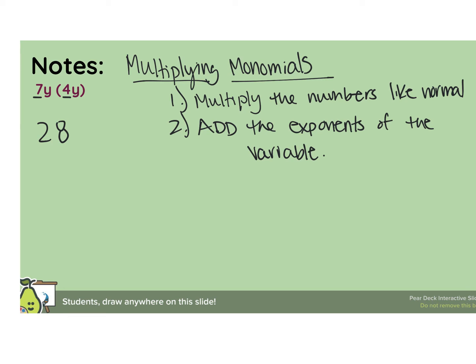And then we have y times y. So that's y to the first times y to the first. And what do we do with those exponents? We add them. 1 plus 1 is 2. So this is actually 28y squared. Okay? So you multiply the numbers, but you add the exponents of your variables.